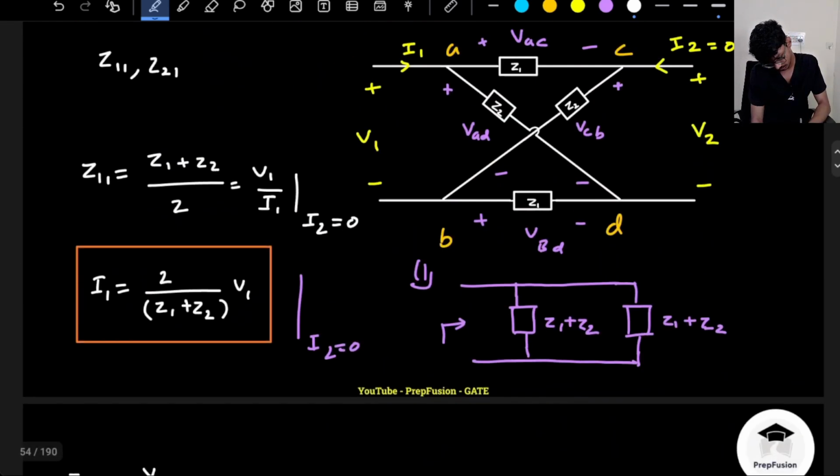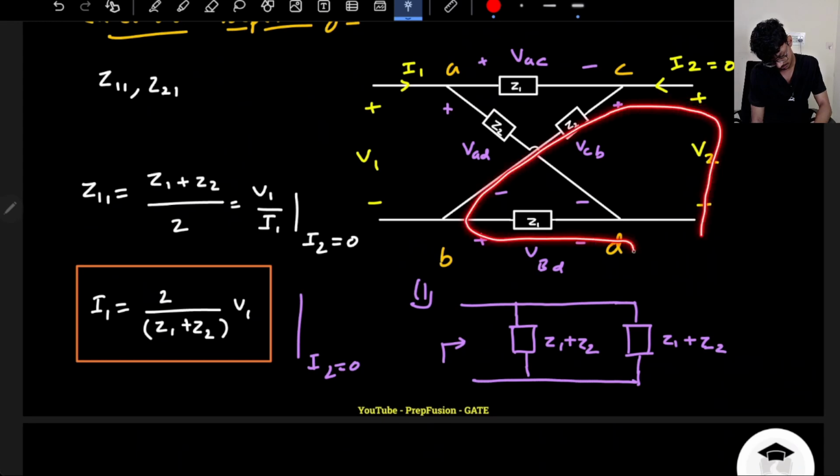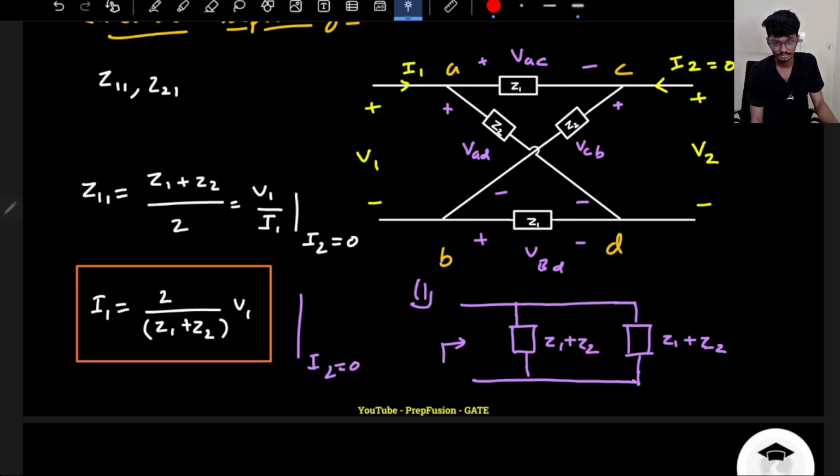Z1, okay, current is flowing like this, so it will be plus, minus, so it is plus, okay, minus, plus, plus. Yes, this is correct. Current drop will be happening like this. Yes, it is correct only.